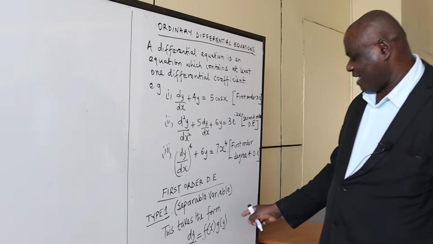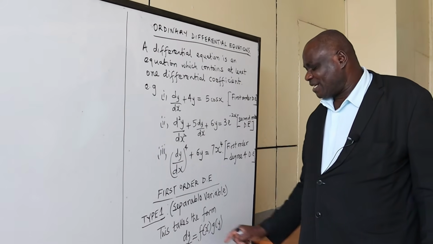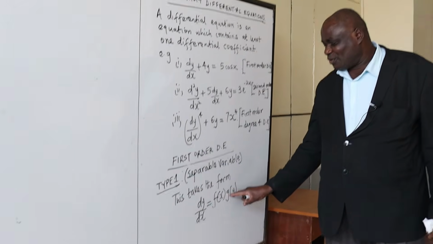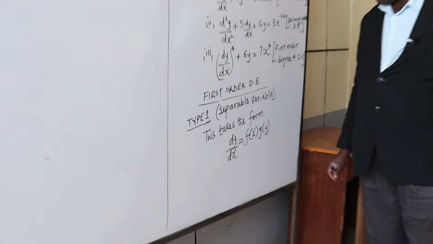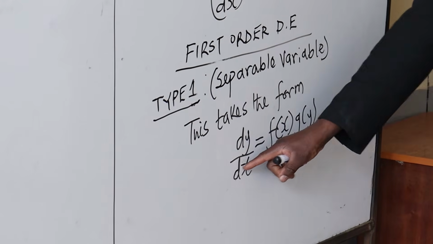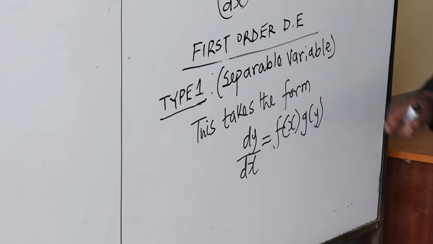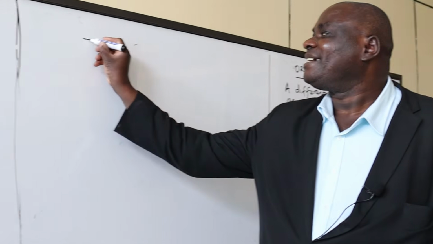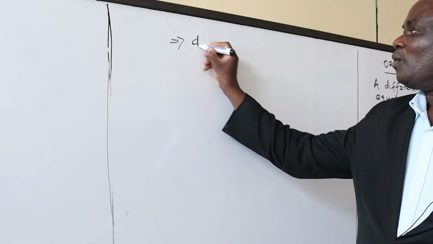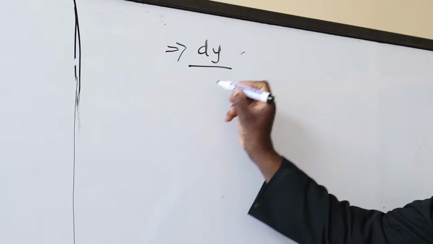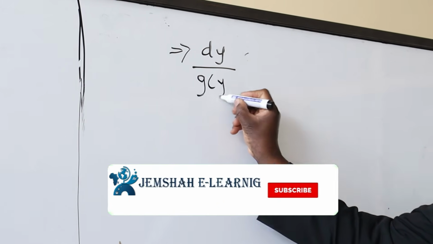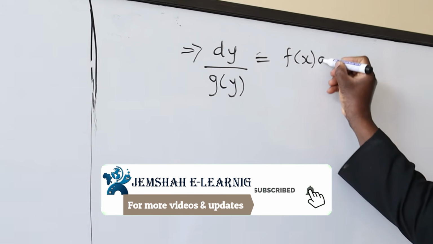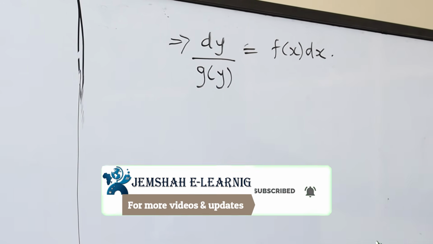In solving this, we will solve by separating the variables. A function of y should be taken where there is a dy, and dx should join where we have a function of x. Now this implies dy over g of y will be equal to f of x dx.